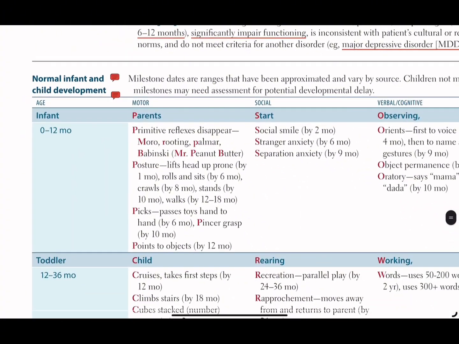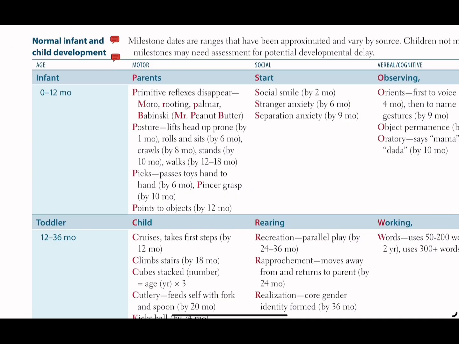Let's see how we can remember these milestones. Starting with infants from 0 to 12 months, that's 1 year. Primitive reflexes disappear, which are the motor, rooting, suckling, plantar, which is the Babinski, the Galant, and Mr. Peanut Butter. The P in parents, motor.